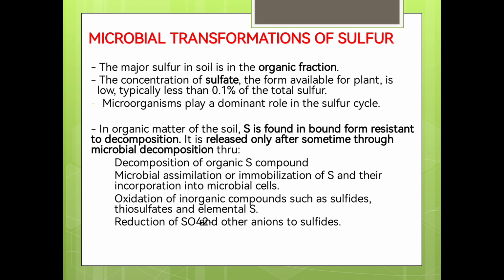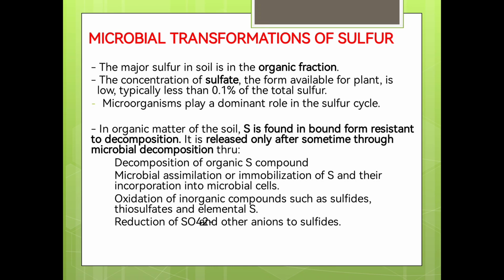So, how is sulfur transformed by microorganisms in the soil? So, yung major sulfur in soil is in the organic fraction. The concentration of sulfate, the form available for plants, is low, typically less than 0.1% of the total sulfur, and the microorganisms play a dominant role in the sulfur cycle. Remember, guys, that sulfur is one of the macronutrients in the soil needed by the plants. And in organic matter of the soil, it is found in bound form, resistant to decomposition. Hindi siya ganun ka madaling ma-decompose.